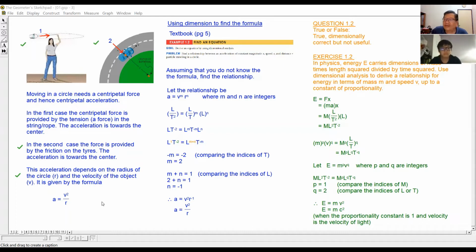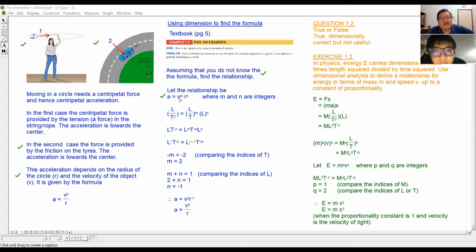Any question? No? That means we assume that we don't know anything. Assuming that we don't know the relationship or the formula, we only know that acceleration is related to the velocity and the radius. How they are related, I don't know.